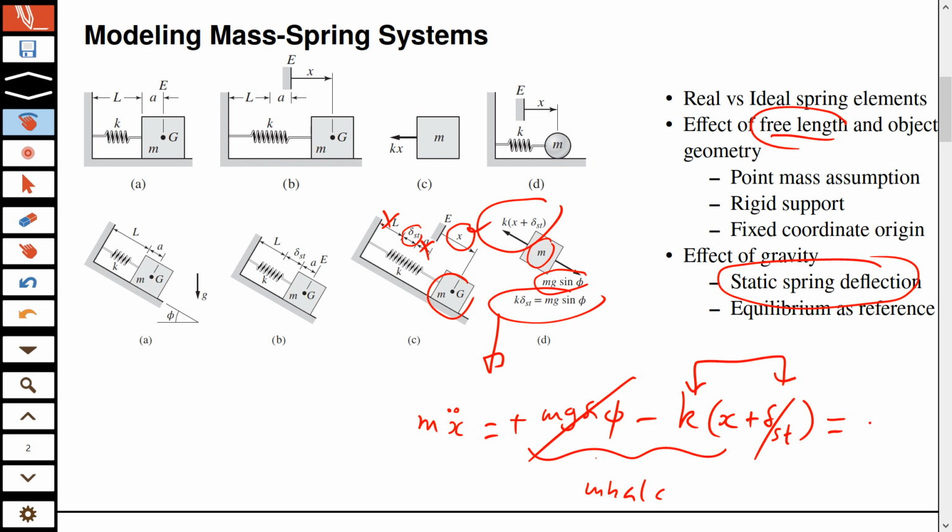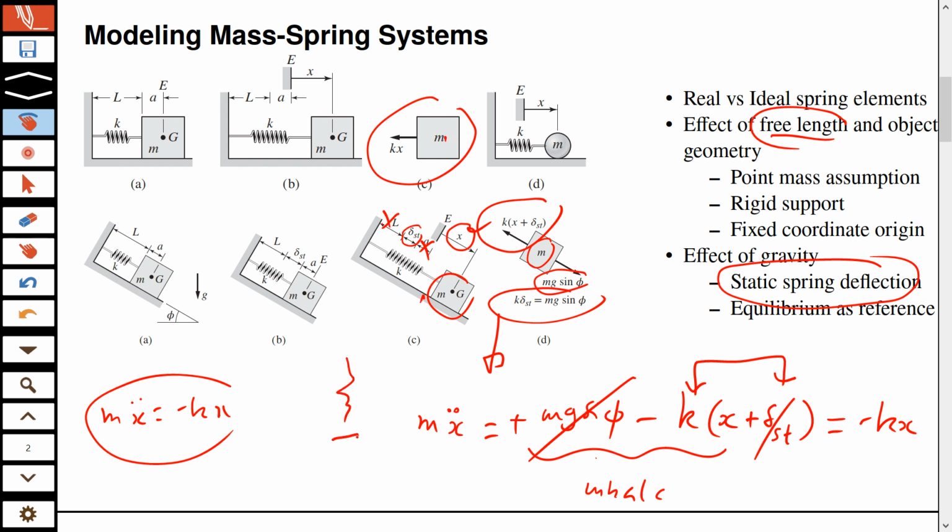So you see that even from this equation, the effect of gravity can be eliminated. At the end, you get an equation which is no different from this equation. There is no difference between this one and this one, because the effect of gravity has been incorporated into a change of reference. So you choose the equilibrium as your reference, and then you don't need anything. If you measure everything from that equilibrium, then you are fine. The effect of gravity will cancel out on both sides.